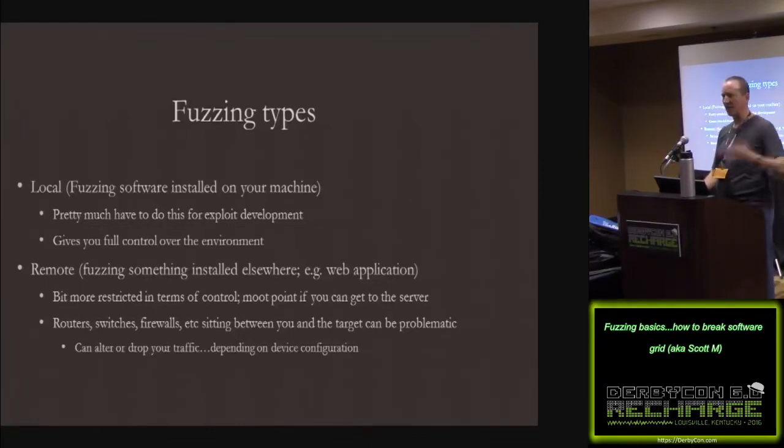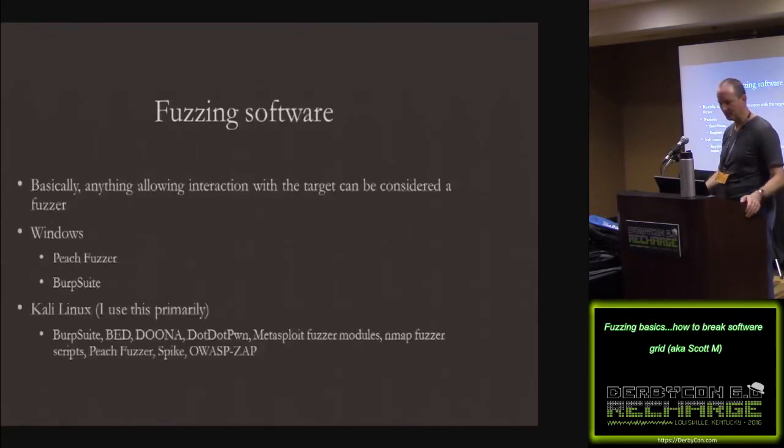But the downside to that is routers, switches, firewalls, stuff sitting in between can be kind of problematic depending on how they're tuned. So something to holler at your network guys about. Software: basically anything allowing interaction with your target can be considered a fuzzer.